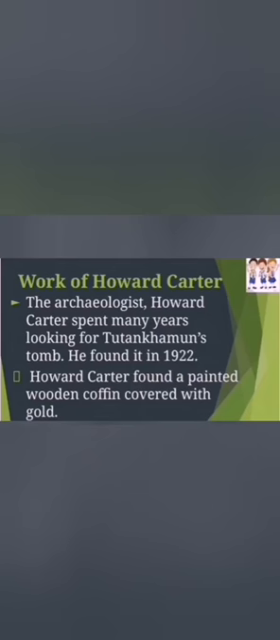So class, as I've told you about Howard Carter, that he was an archaeologist and he spent many years looking for Tutankhamun's tomb, and he found it in 1922. Howard Carter also found a painted wooden coffin covered with gold. He found big statues of Tutankhamun and Egyptian gods, and he also found a mummy of Tutankhamun with a gold mask. This was the work of Howard Carter towards Tutankhamun.